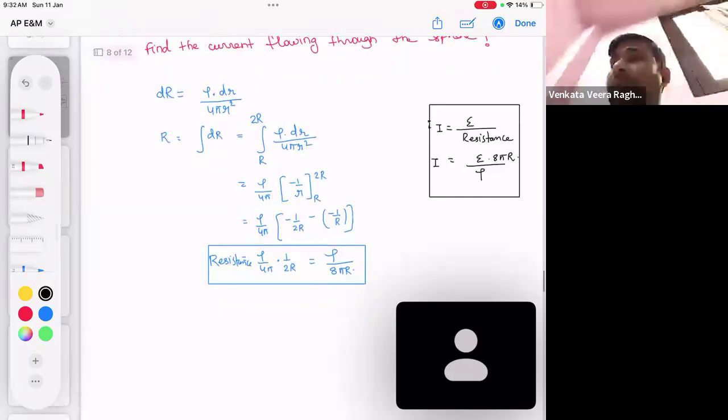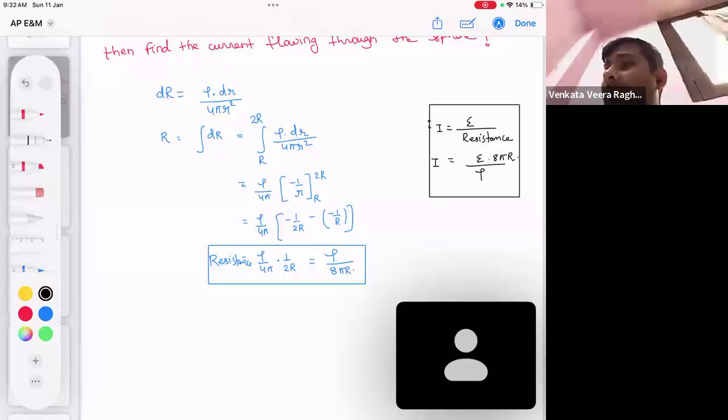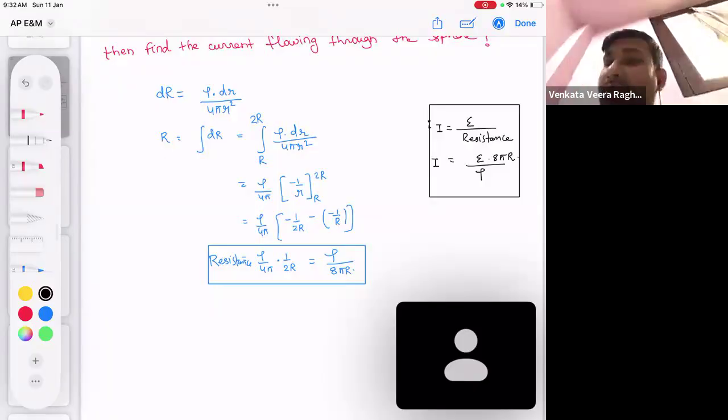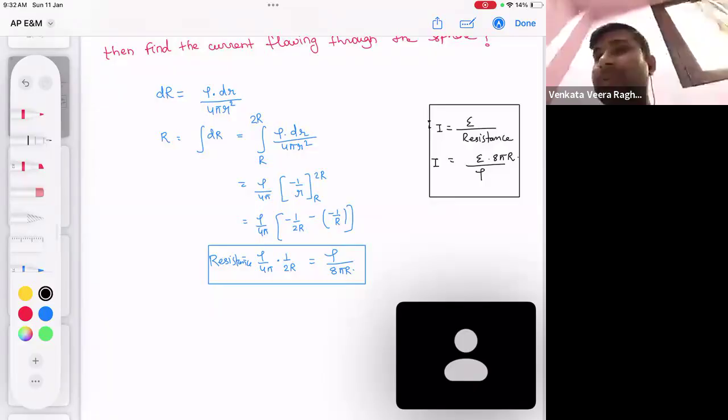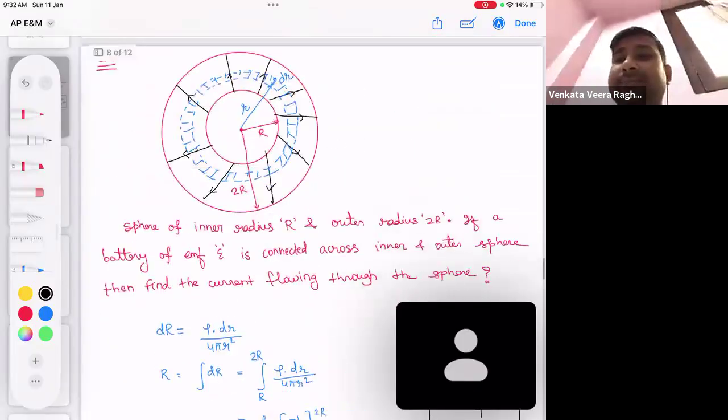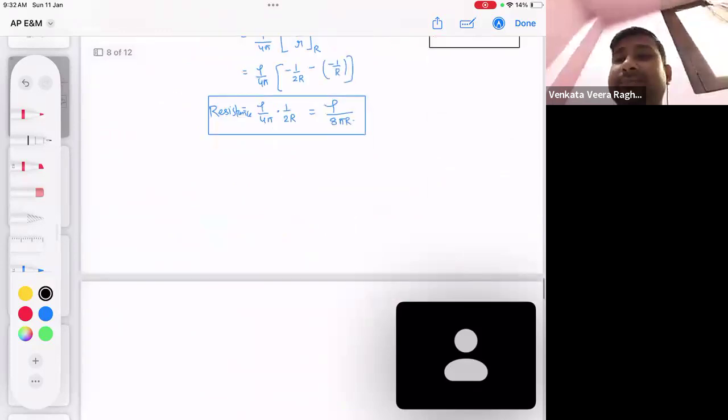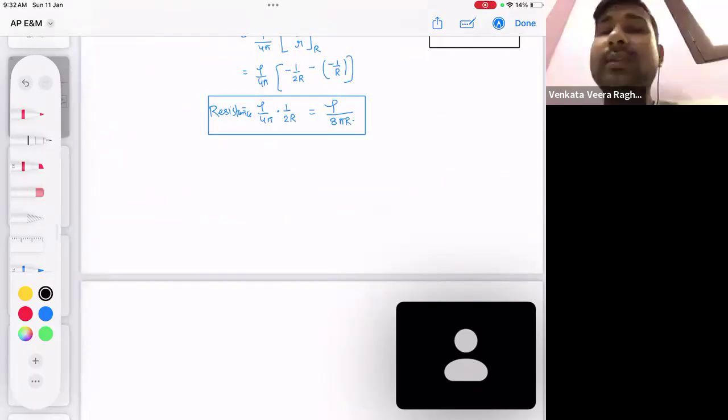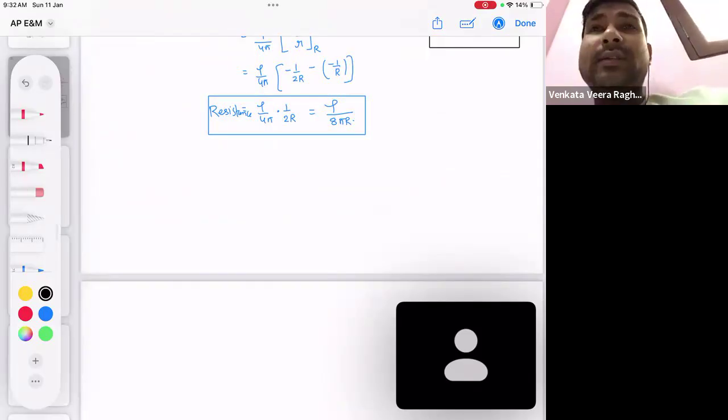Okay, so if some variables come in the equation, what should we do? We should first calculate it for a small part of that object. Okay, and then we should integrate it to get the total value of that particular quantity we are calculating in the question. Is that clear? So this is about the microscopic view, or you can call it the total resistance calculation of different shapes. Okay.